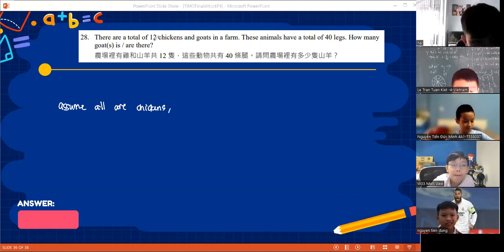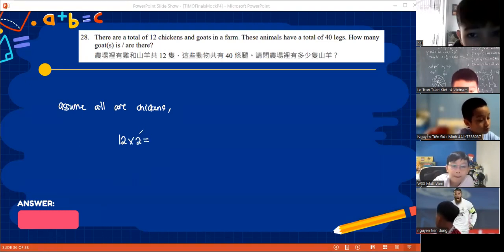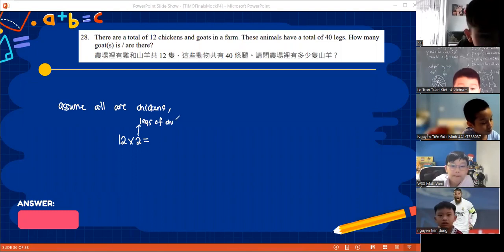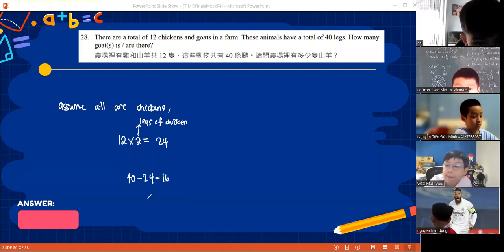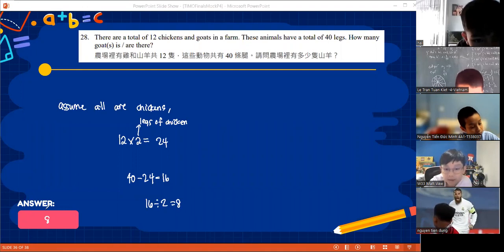Okay? So the 12 here are all chickens, so times 2, right? 4 legs of chicken. They are full goat. Okay? So this is 24. Now the 40, we subtracted 24. That minus would be 16, right? 24. So that would be 16 divided by 2. Full goat. So that's 8. So 8 is the answer. And 16 divided by 2.